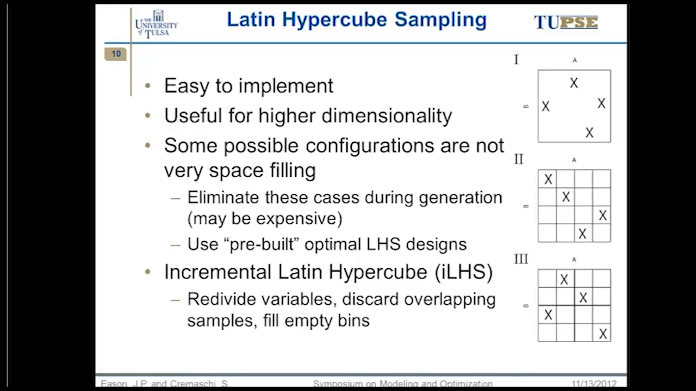So Latin Hypercube sampling is a method where we take and divide each of our variables into equal probability bins, select one point randomly within each bin, and then randomly mix. So you can see these are all examples of Latin Hypercube designs, where in each row and each column you have one sample somewhere within those boxes.